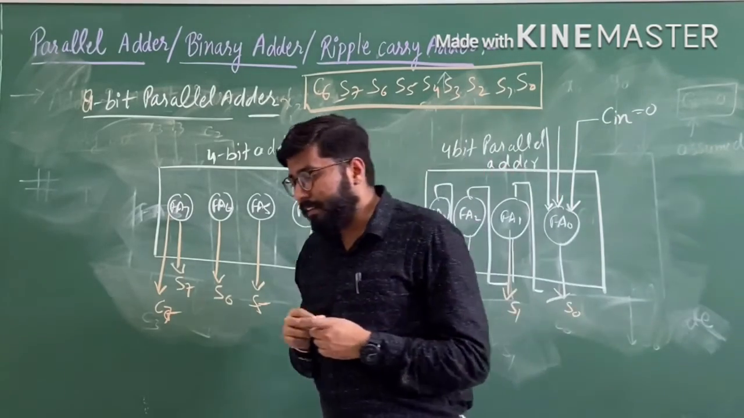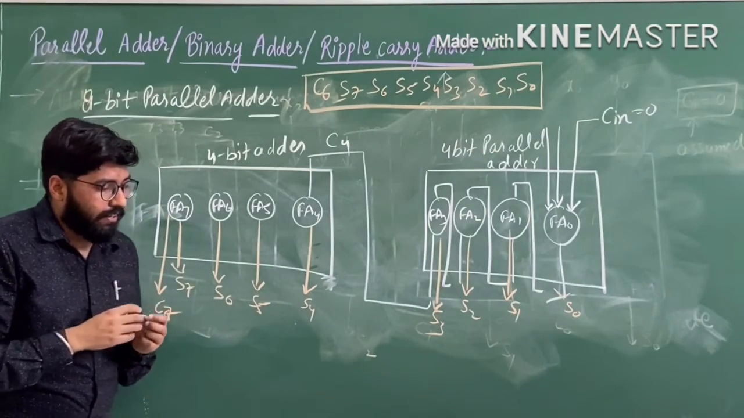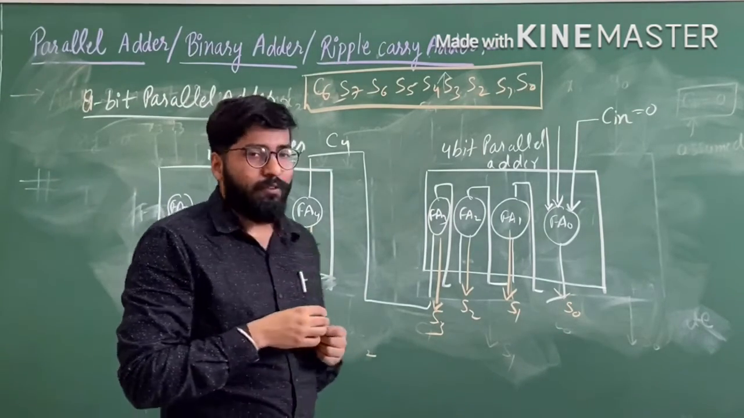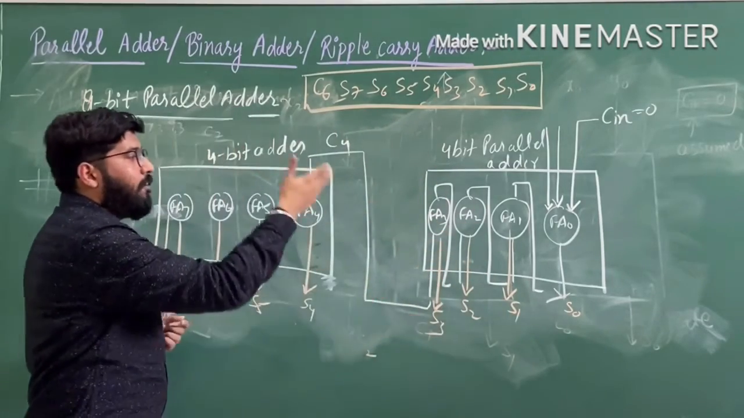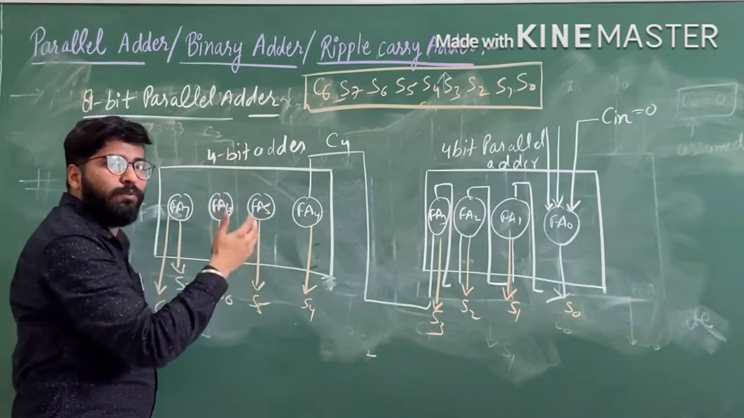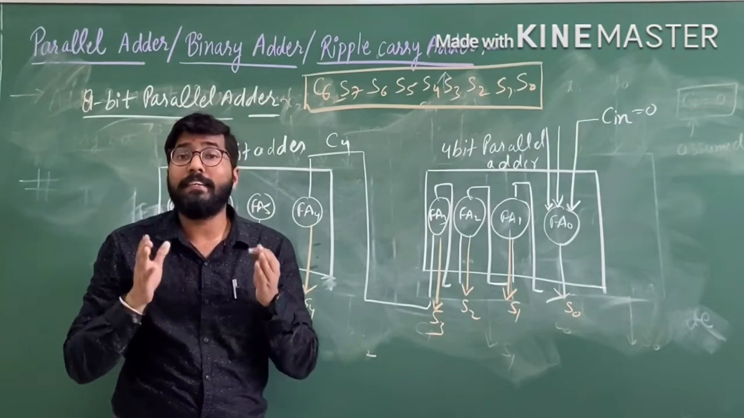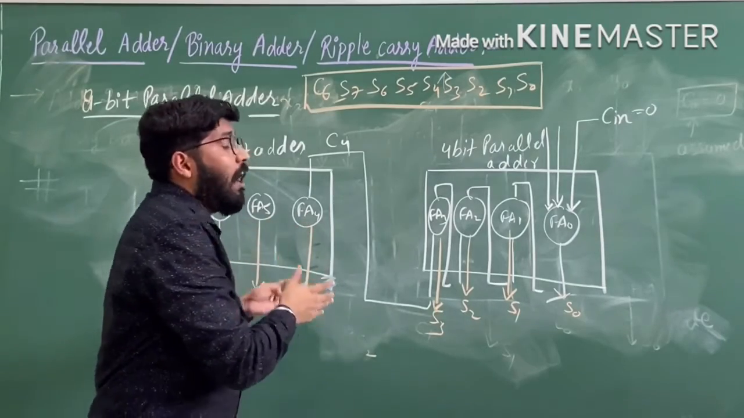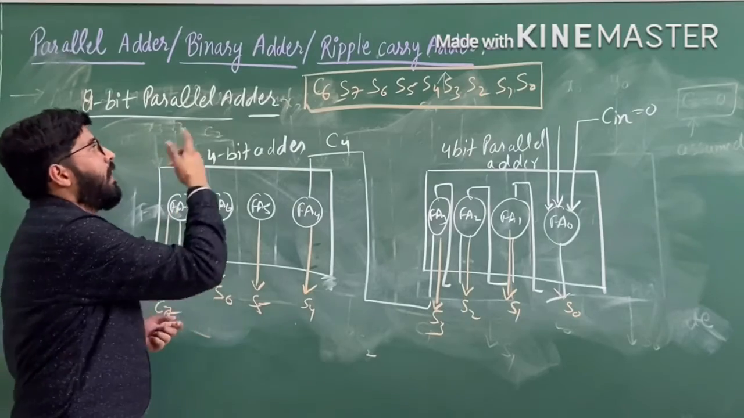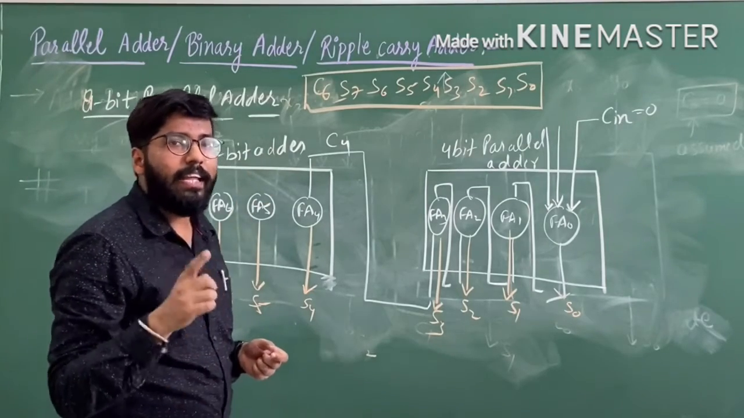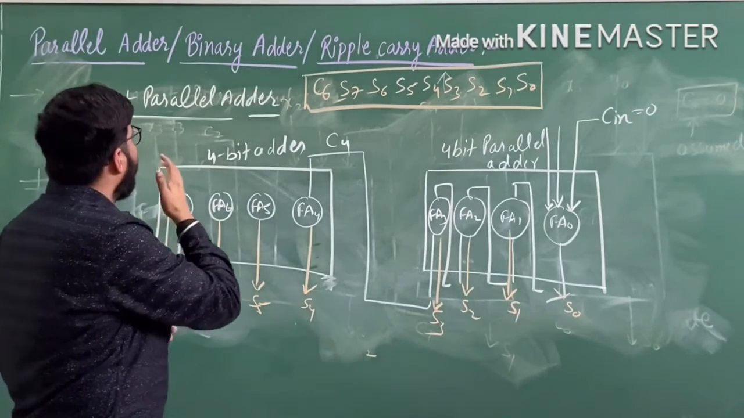Actually, in the parallel adder there is a drawback or limitation. You can see if we give an input to full adder 0, the carry propagates from FA0 to FA1, then FA1 to FA2, then FA2 to FA3, so there is a time delay in the output. This time delay is solved by another adder that is called the carry look ahead adder. Okay, so this is about the parallel adder.